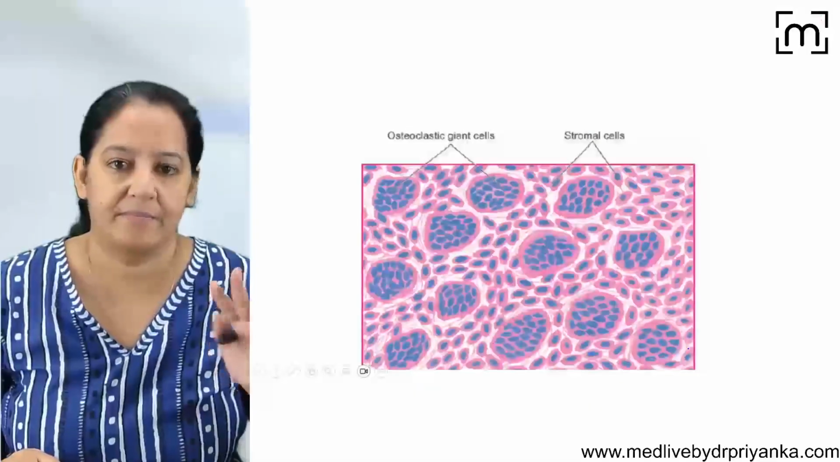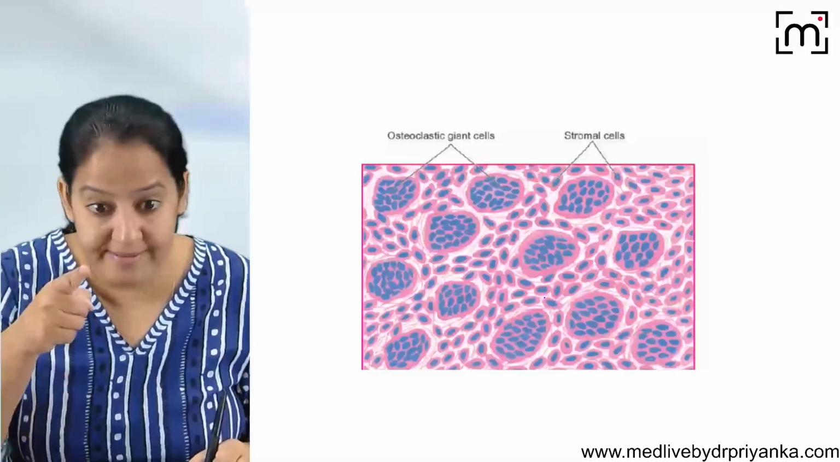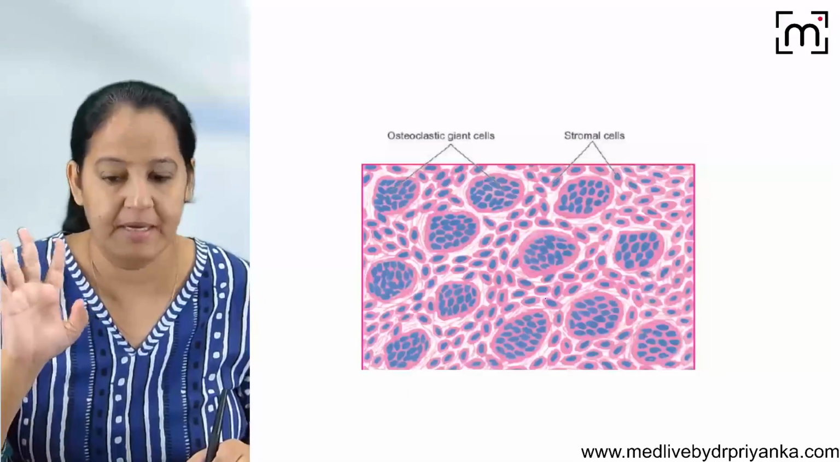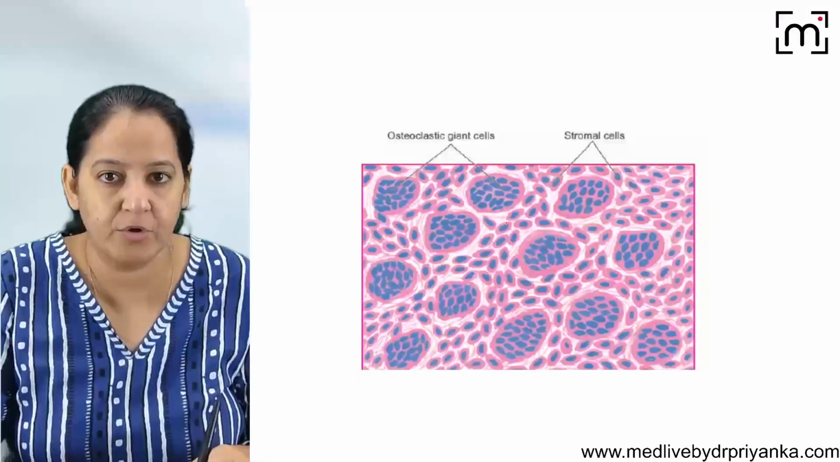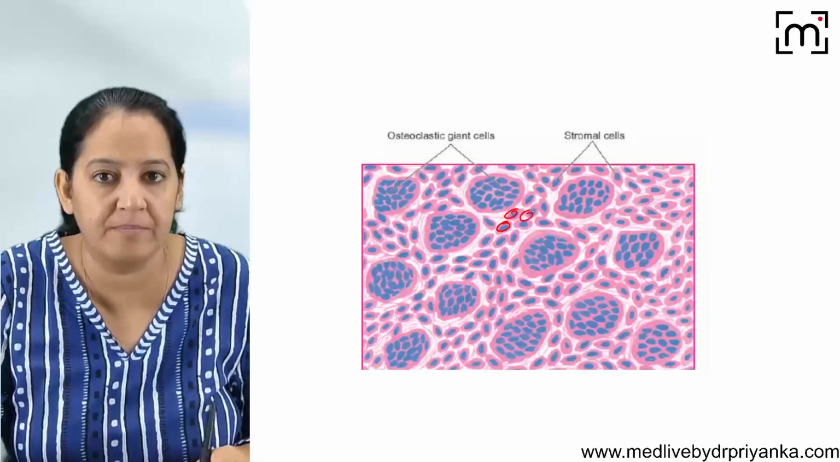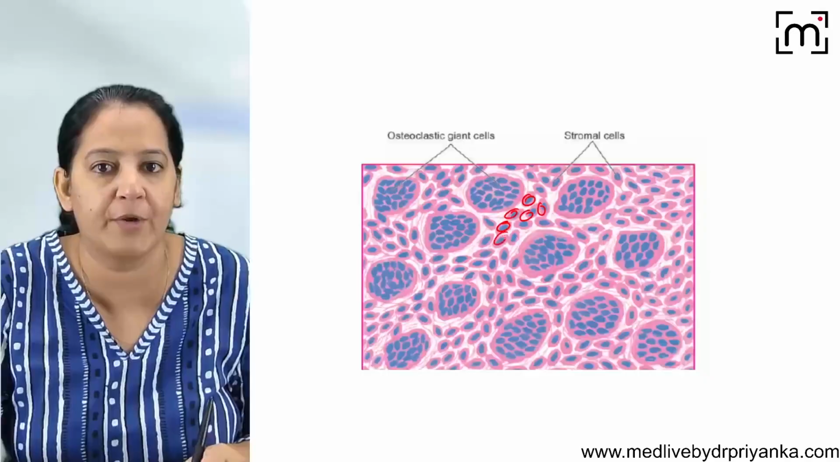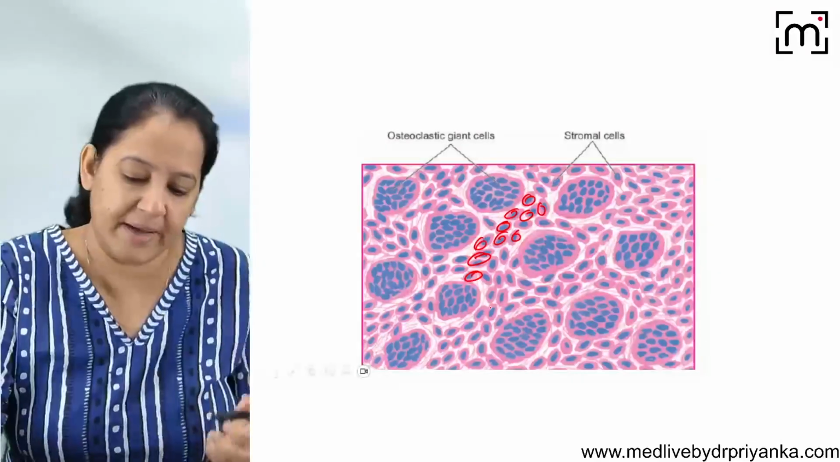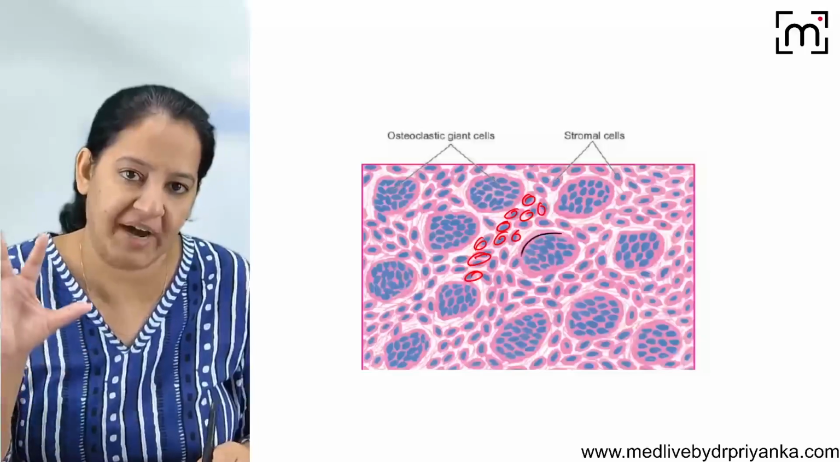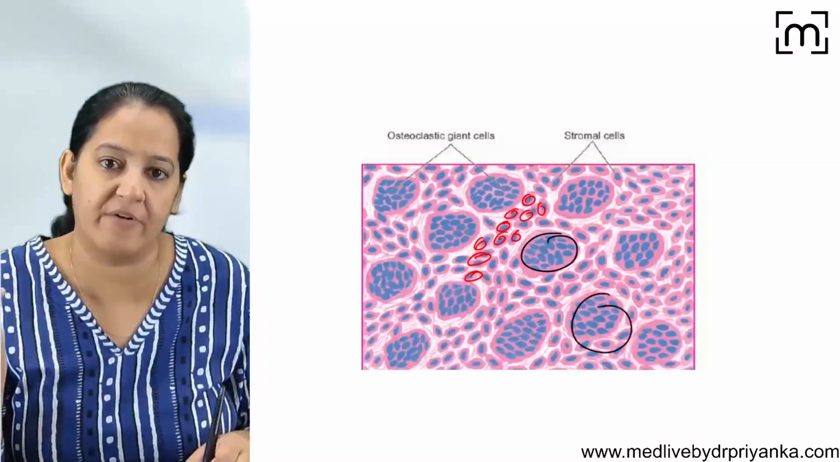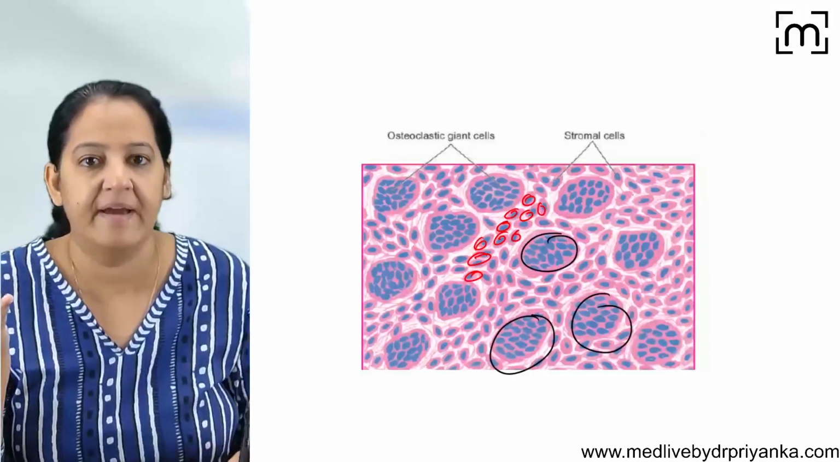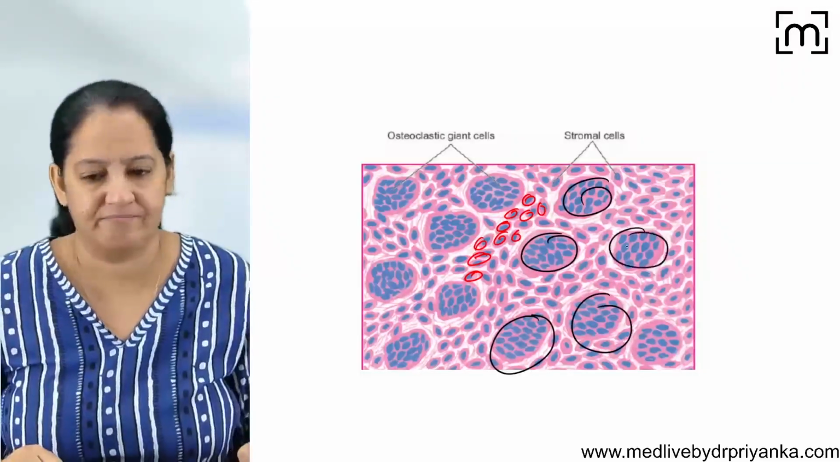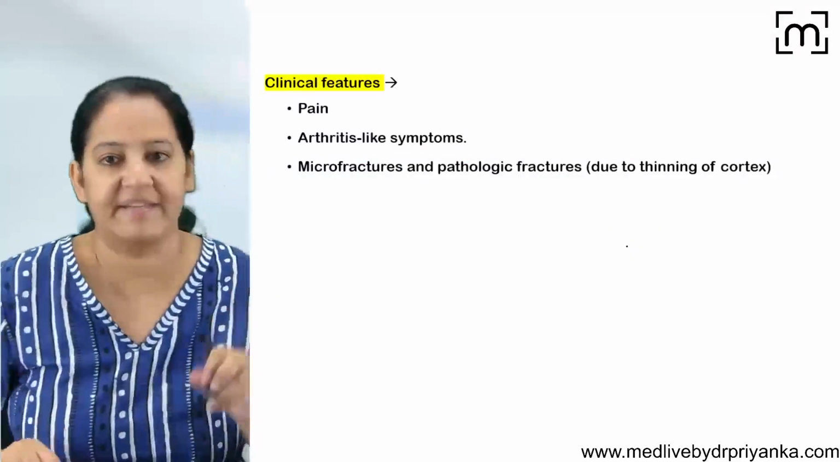So this is the same diagram. Appreciate the mononuclear cells and appreciate the giant cells. Describe the mononuclear cells. Mononuclear cells are uniform, plump, with scanty cytoplasm and prominent nucleoli, and they are the malignant cells. They have mitotic activity. Describe the giant cells. The giant cells are very big. They have more than 100 nuclei. And they are not malignant in nature.